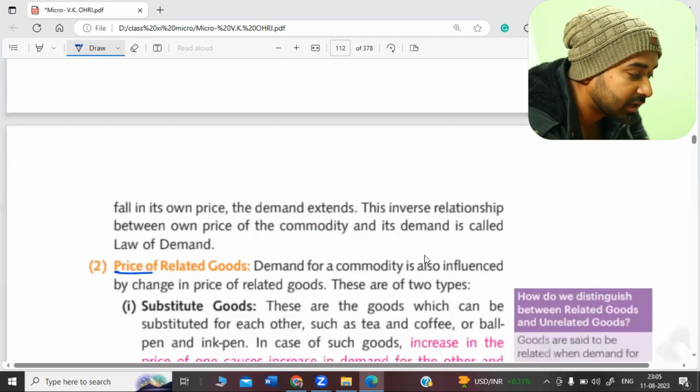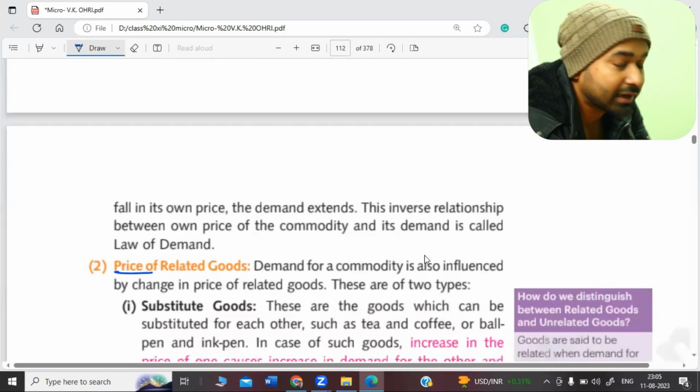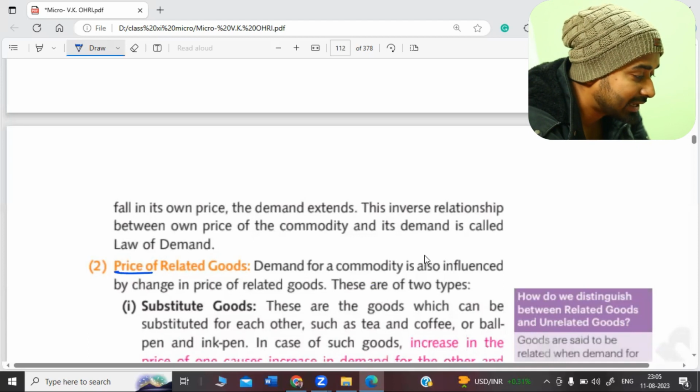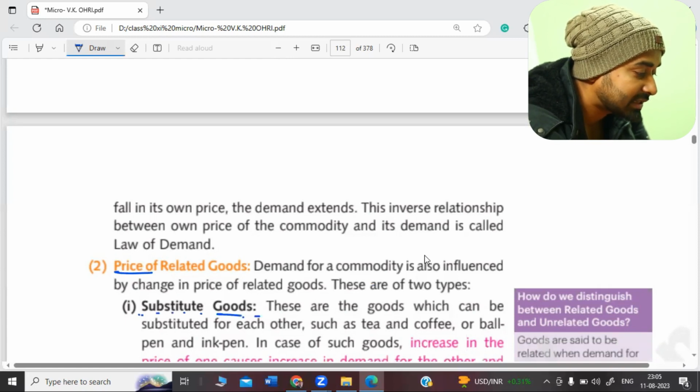Now, price of related goods, what does that mean? They are related with two goods. So price of related goods can be two types: one is substitute goods, another one is complementary goods. Okay, let's see. Substitute goods, the name says the substitute.